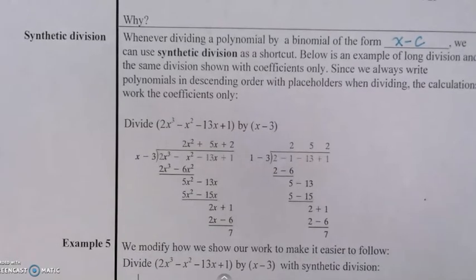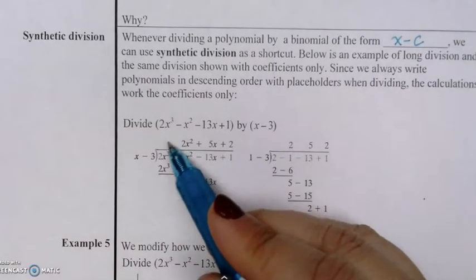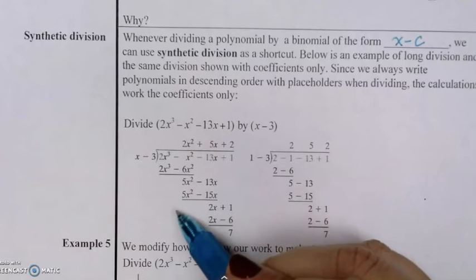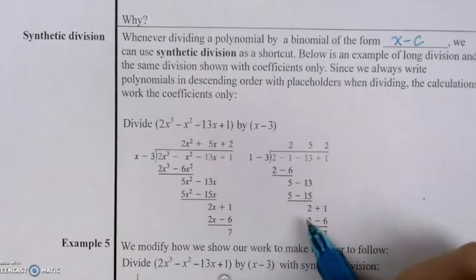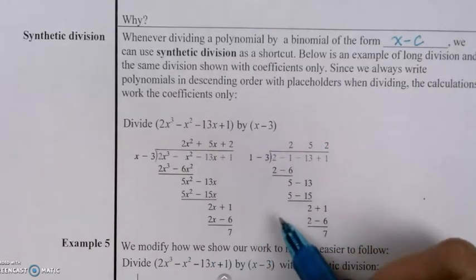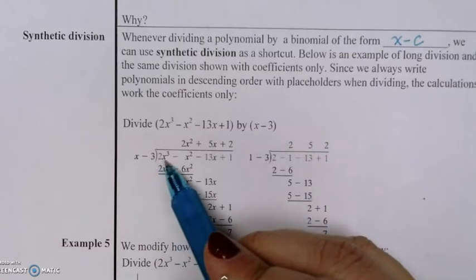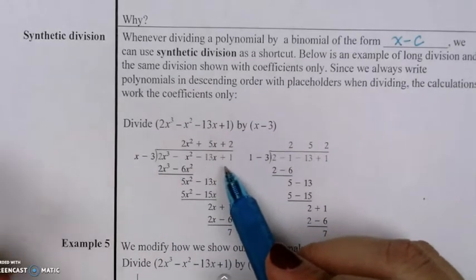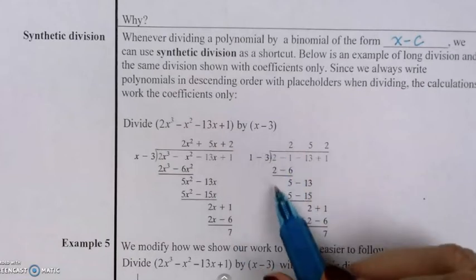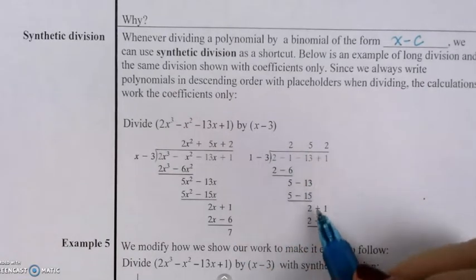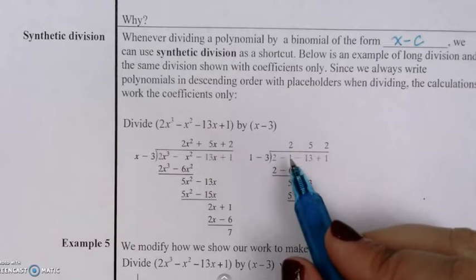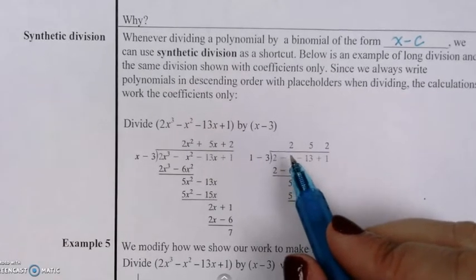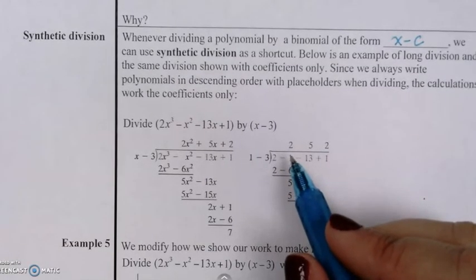And the way we divide this is we compare our method of long division, and we look at it without the variables. Because we have all of our variables in descending order, we can remove them and they still hold the same place values. And so our answer has descending order with no missing variables because of our placeholders.